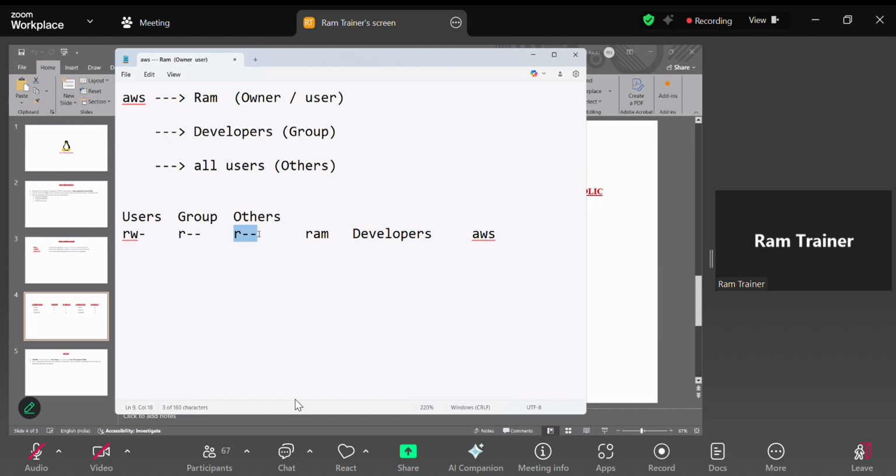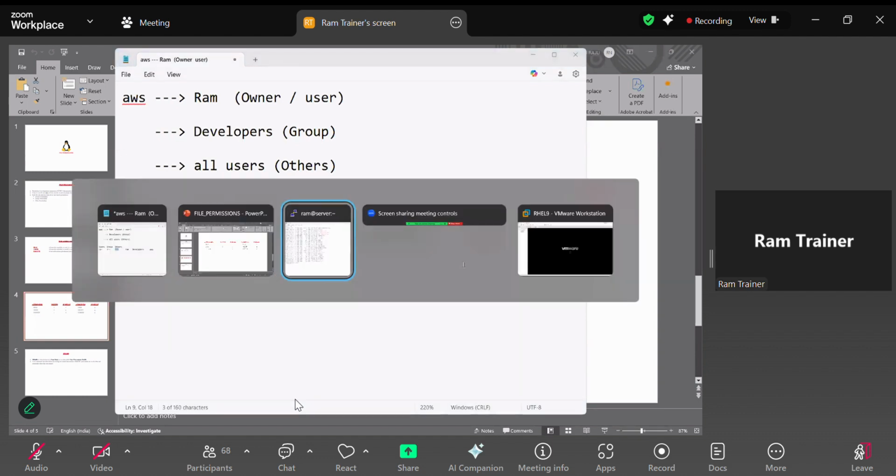And then the last 3 bits relate to others. What is the meaning? Others, except Ram and developers, all are others. Ram is the owner, developers is the group, and all the remaining are others. Others will manage this AWS file again with read-only permissions. This is the exact process.